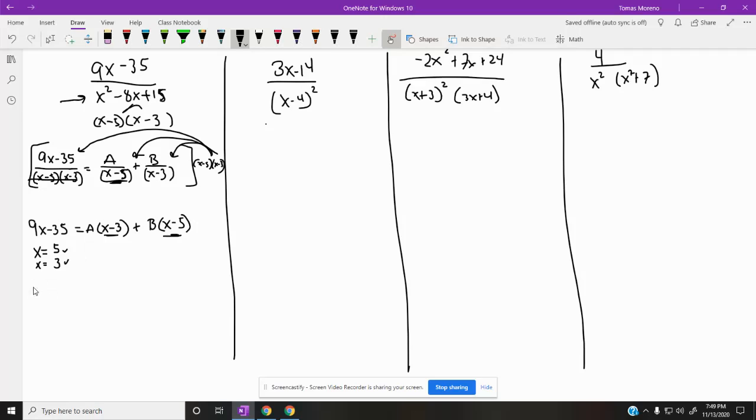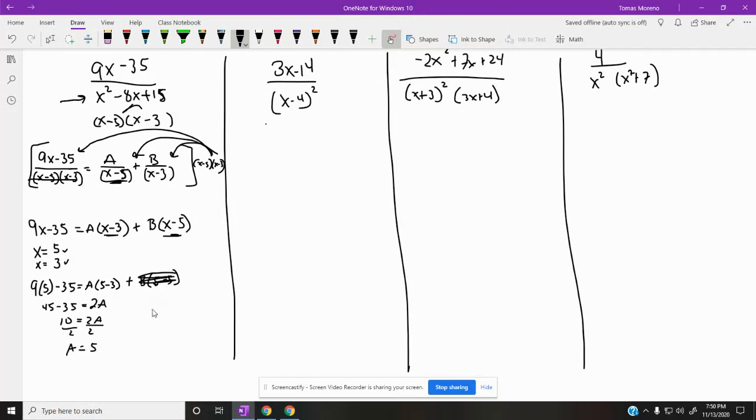Right now I'm going to plug in 5. So 9 times 5 minus 35 equals A times (5 - 3) plus B times (5 - 5). If you notice, this becomes 0, so the B disappears. I get 45 minus 35 equals 2A. So 10 equals 2A, divide by 2, divide by 2, and now I have my A, which is 5.